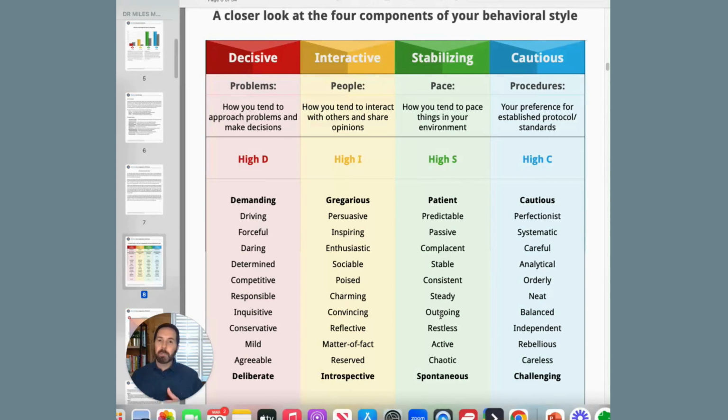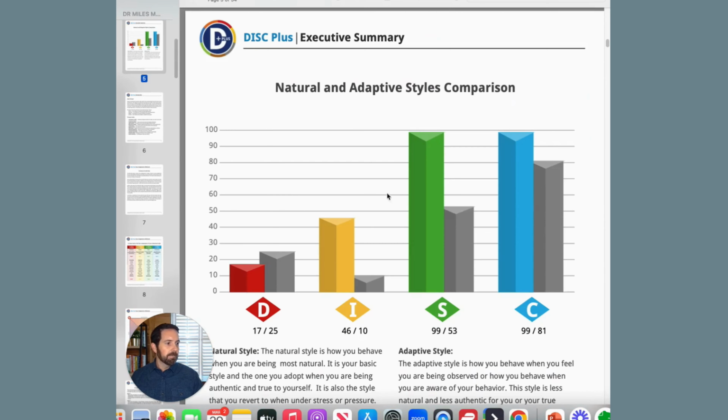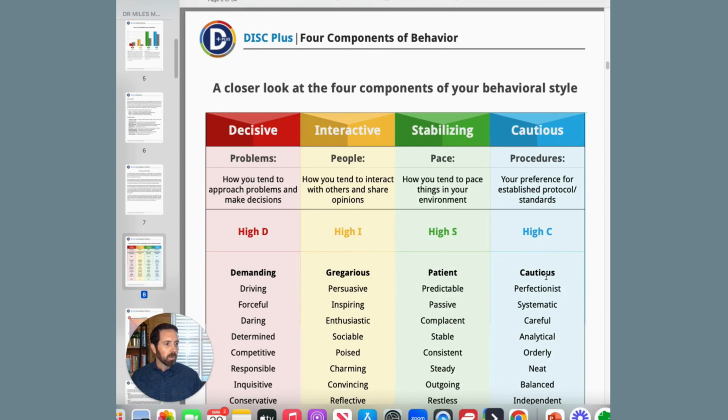And so that's probably causing them a significant amount of stress. And then their C, high C, again, 99, as high as you can go. And then they're adapting down to 81, which wouldn't, as a coach, concern me. But you can see here that they tend to be more cautious, more perfectionist, and systematic.